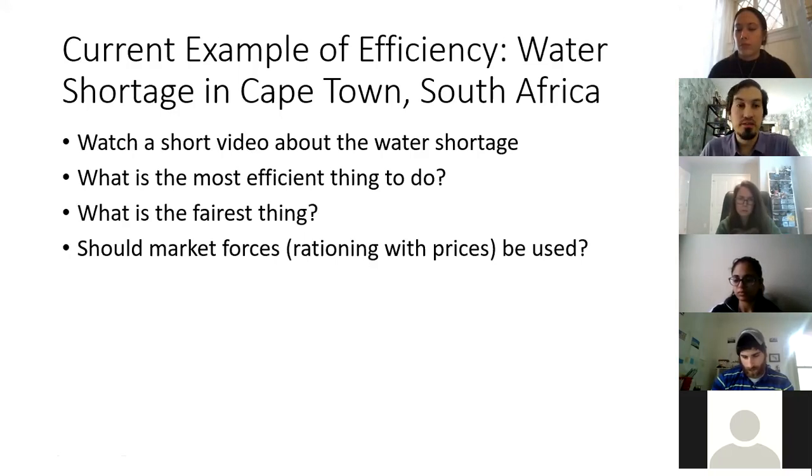So actually, I know what happened. But I'm curious, without watching the video, what would you think is the most efficient thing to do with water? Should they say nobody gets any water for a month? Everyone has to go a month with no water. Or should they raise the price really high so that it now costs $1,000 for a gallon of water and only the richest people can afford it? What do you guys think?